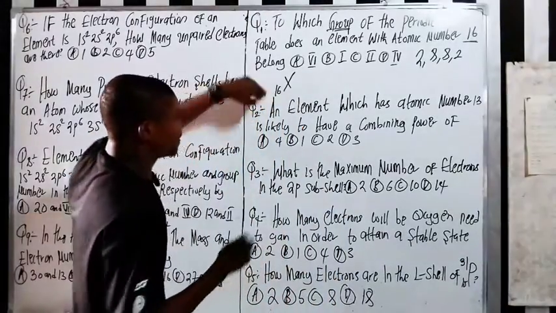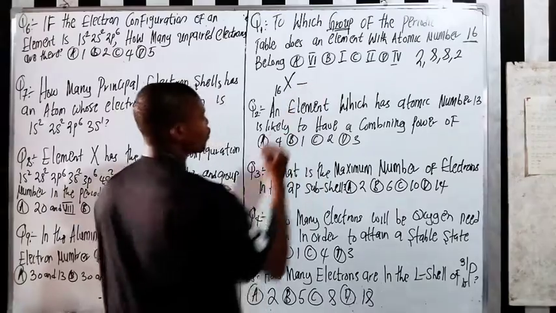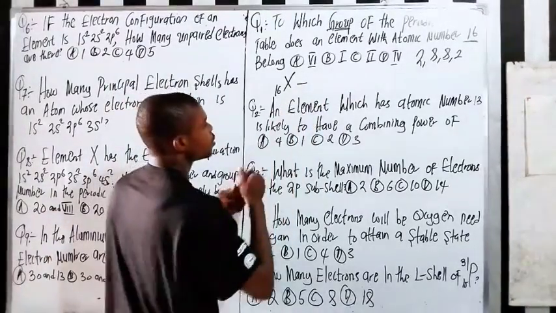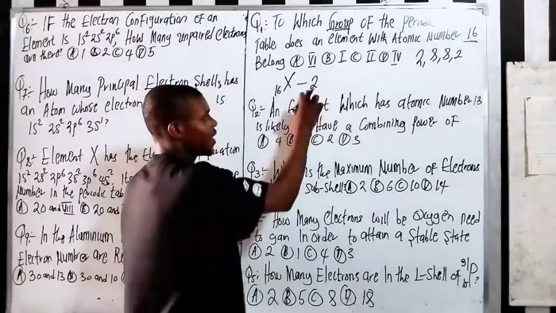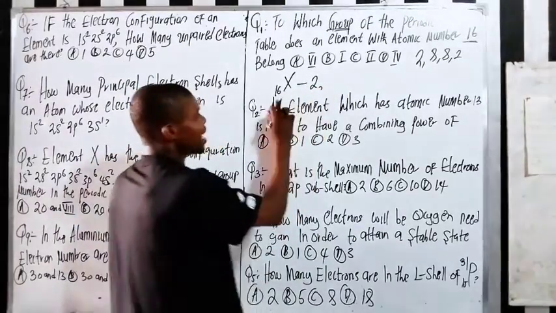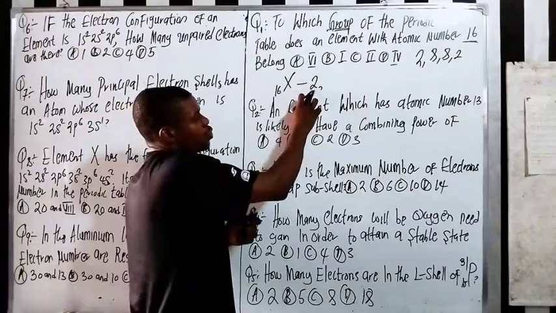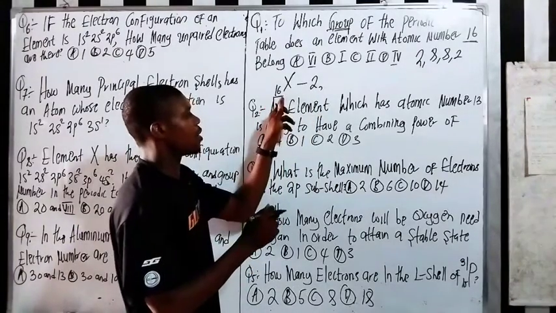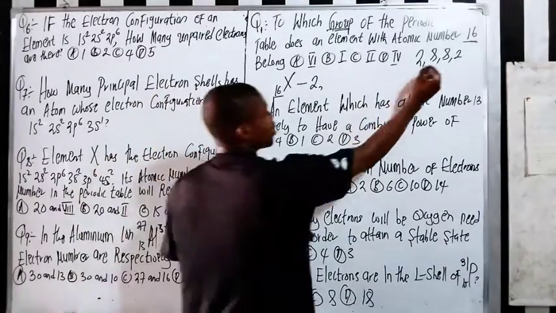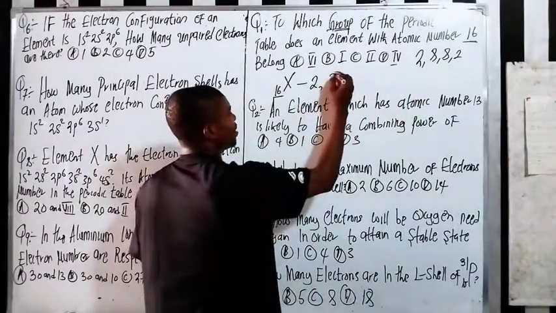So here we have 16. If you want to use this to write the electronic configuration, the first shell will take 2. The first shell has taken 2, so I'm left with 14. The second shell will take 8, so I still have 6 here.